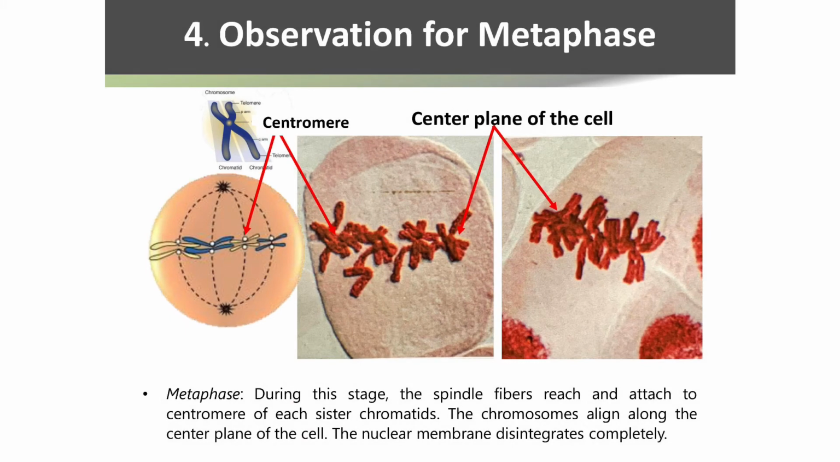After prophase, this stage is called metaphase. During metaphase, the spindle fibers reach and attach to the centromere of each sister chromatid. You can see that the chromosomes align along the center plane of the cell. The nuclear membrane disappears completely. Now you can draw the picture on the lab report that represents metaphase.